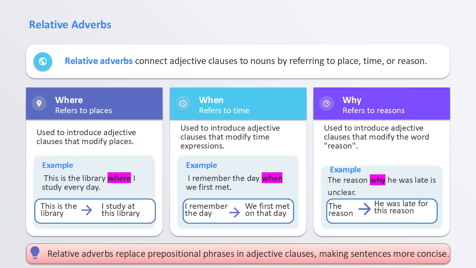We also use relative adverbs to introduce adjective clauses. These adverbs refer to place, time, or reason. Where refers to a place, as in, this is the library where I study every day. When refers to time, as in, I remember the day when we first met. Why refers to reason, as in, the reason why he was late is unclear. Relative adverbs often replace longer prepositional phrases and make sentences more concise.